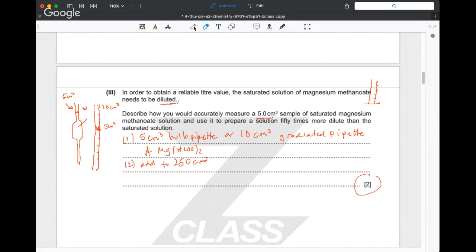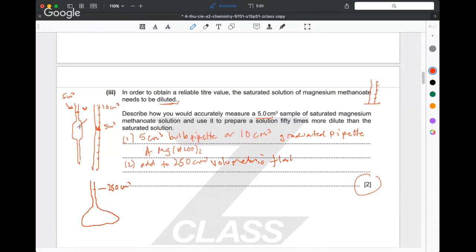Volumetric flask. If you saw one of those in the lab, it would have a long, thin neck like this and a great kind of bulb at the bottom where most of the volume goes, and then a thin neck. And it has a little mark on it there. When you fill that up to the mark, then you've filled up exactly 250 centimeters cubed.